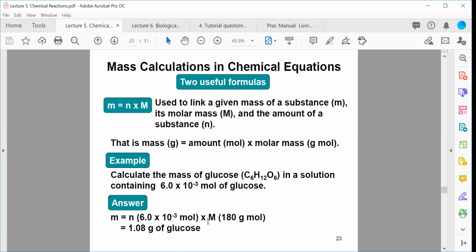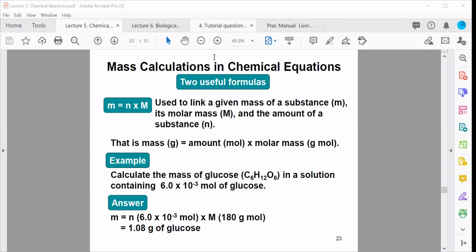What about molar mass? We weren't given molar mass, but we were given the formula for glucose. And as I said earlier, whenever you have to work out the molar mass, you simply go to the periodic table and you look at the atomic weight of carbon times 6, the atomic weight of hydrogen times 12, the atomic weight of oxygen times 6, and add them all together. And if you do that, you should come up with the molar mass of 180 grams per mole. Remember that these are the units, always for molar mass.